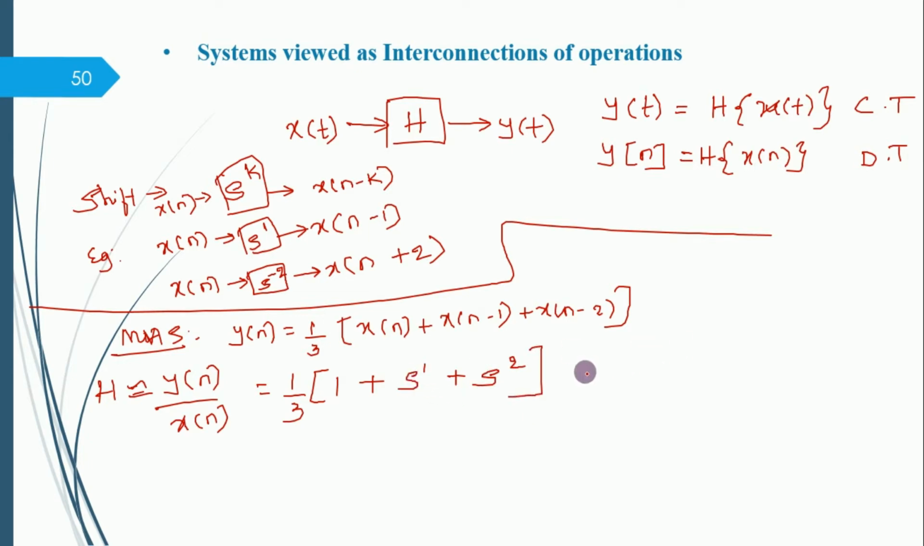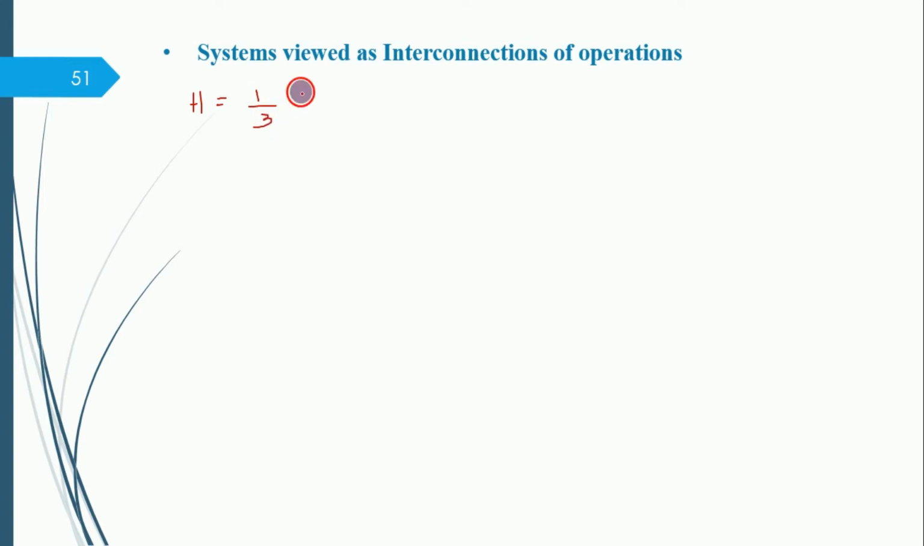Now to implement it, to write it in the graphical form, I have two methods, two forms. First form is cascade form. Second form is parallel form. These two things, we will draw the diagram in the next slide. I'll write the equation once again. H is nothing but 1 by 3 times 1 plus S raised to 2. So cascade form I'll implement first.